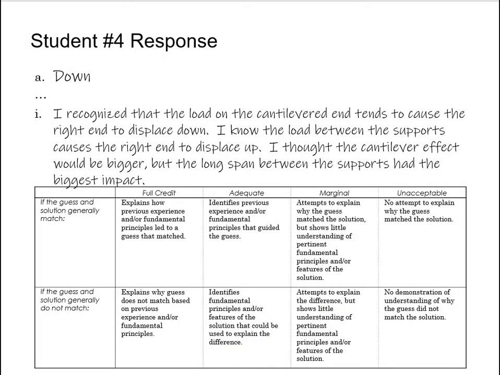Here is our fourth prediction that the far end will displace down. This student writes, I recognize that the load on the cantilevered end tends to cause the right end to displace down. I know the load between the supports causes the right end to displace up. I thought the cantilever effect would be bigger, but the long span between the supports had the biggest impact. The student recognizes that the loading between the supports causes the far end to displace in the opposite direction of the loading on the cantilevered end. So this student has demonstrated an understanding of how the prediction could be different from the observed behavior. And the student has explained what led them to the prediction they made, even though it turned out incorrect. The thought process the student went through to arrive at this reflection statement is exactly what metacognitive reflection is about. Therefore, this student's reflection earns full credit.